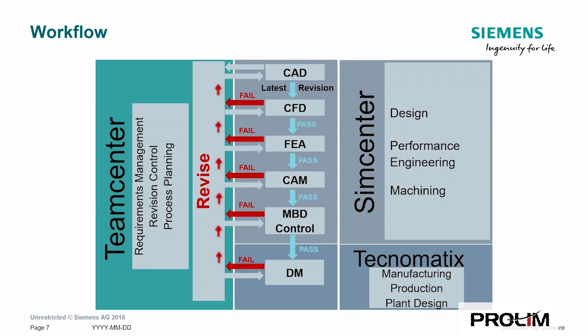So just a quick run through on the workflow. You will see there that we will be going through different stages on the design side, as well as the simulation, and then finally the manufacturing side. And all of that will be controlled by the Teamcenter environment, maintaining strict control on revision process and requirements to be met. And then you will also see the Simcenter suite of software will include the design, performance engineering, and the machining part, whereas Technomatics will be looking at the manufacturing and production and plant design.